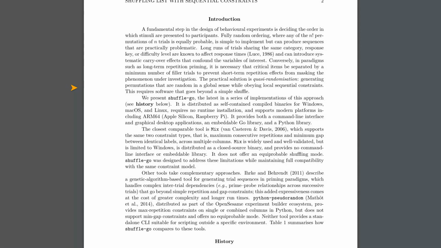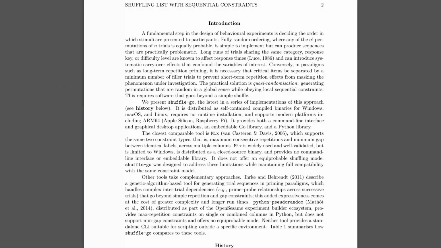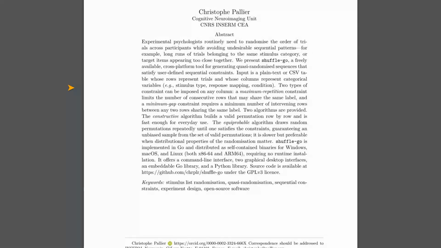The software offers 2 different ways to shuffle. The first one is the constructive approach, which is fast and great for everyday work. It is like a tidy person organizing a desk one item at a time. The second way is the Equiprobable approach. Think of this as the gold standard for fairness. It uses something called rejection sampling, which is essentially throwing away a result that does not fit the rules and trying again from scratch until you get a sequence that is truly unbiased.